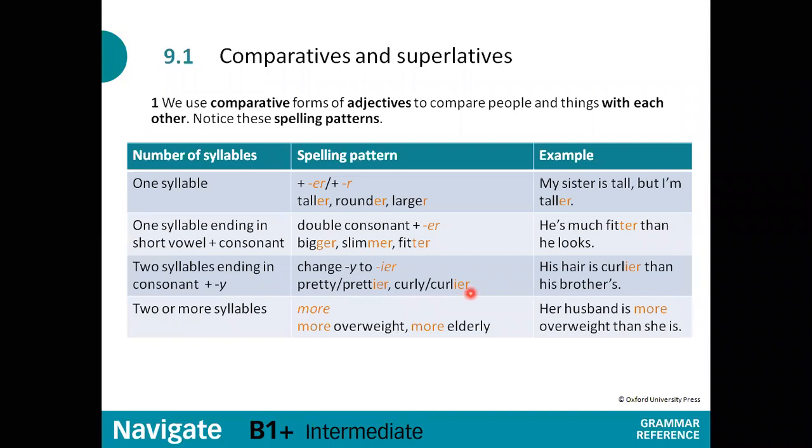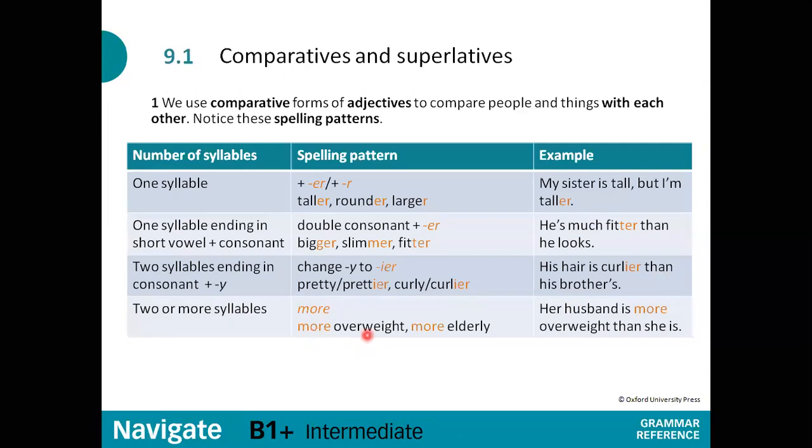Okay. Example: his hair is curlier than his brother's. So his hair and his brother's are compared here. And finally, the last rule in this table, two or more syllables. If an adjective is made up of two or more syllables, you add more to make it comparative.